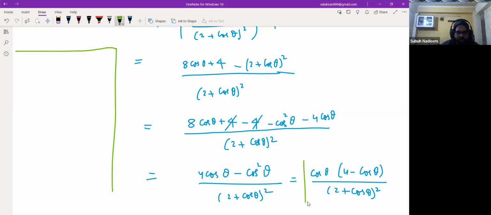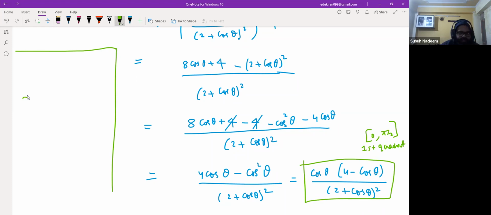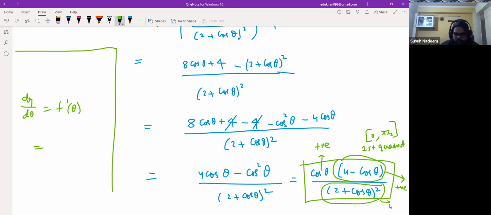Okay. So when we see this, 0 comma pi by 2, as they are talking about 0 comma pi by 2, which is actually the first quadrant. So this dy by d theta, or we can say f dash theta, in the first quadrant, cos theta is positive. Here cos theta will always be less than 1. So the whole term 4 minus cos theta will be positive because 4 is way greater than 1. 2 plus cos theta whole square is also going to be positive because it is square. So this whole term will be positive.